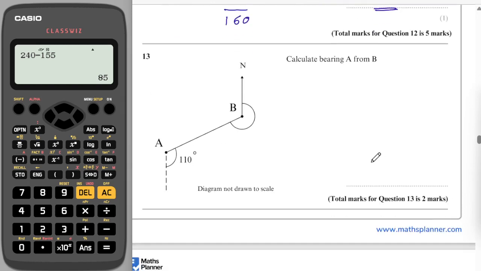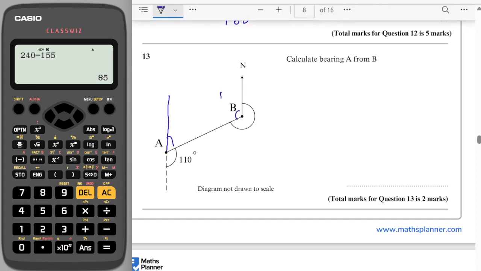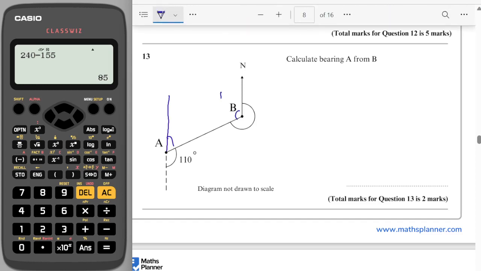Okay, question 13. So diagram's not drawn to scale. Calculate the bearing of A from B. So A from B, so really we want this angle here. Right, so we're told that this is 110, so this angle here would also be 110. Actually, we don't even need to do that. So angles along a straight line need to add up to 180. So 180 minus 110.